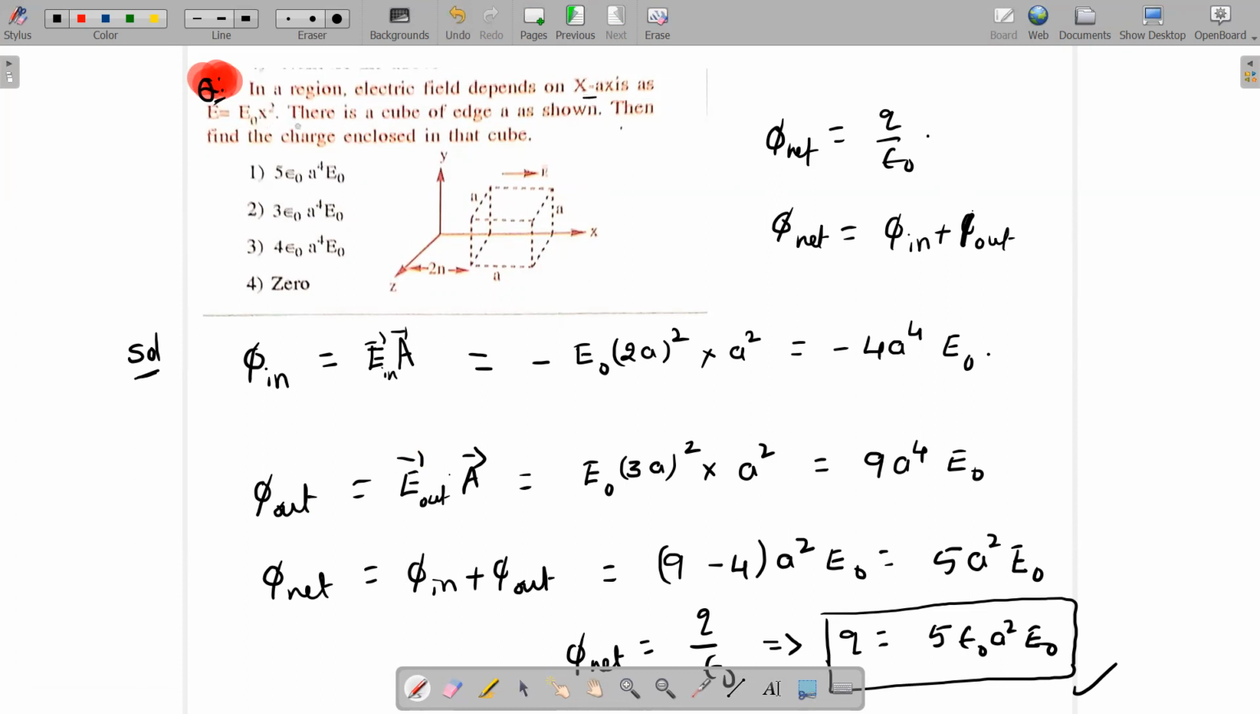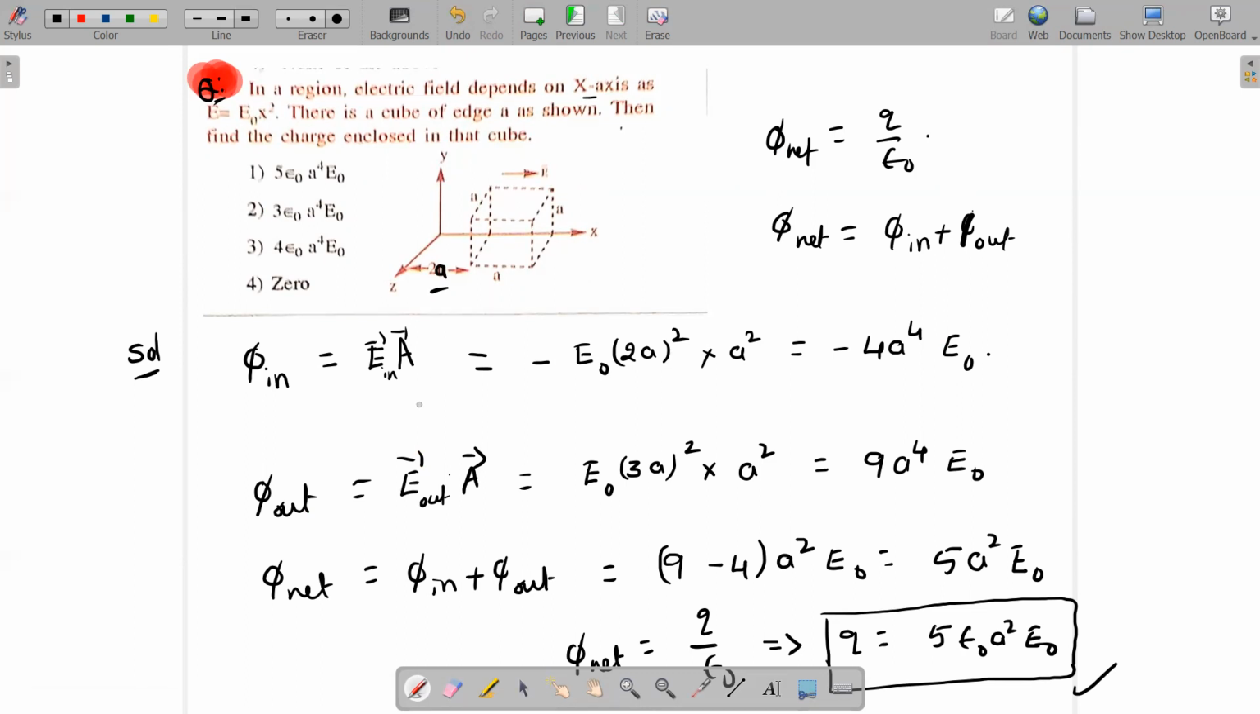Means your x changes, x equal to 1, 2, 3. If x is equal to 1, E equals E naught. X equal to 2 means 2 squared is 4 E naught. Like that, E is changing from point to point along the x-axis, and it is directed along the x-axis. In this case, what should be the charge enclosed by this cube, which is placed at a distance of 2a?